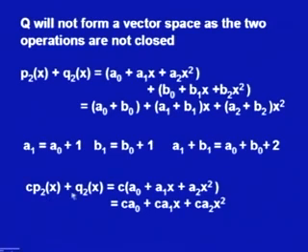Similarly, c p 2 x is equal to c times a naught plus a 1 x plus a 2 x square. If we take q 2 x to be 0, then c a naught plus c a 1 x plus c a 2 x square, and this means c a 1 should be equal to c a naught plus 1, but this is not true because a 1 is equal to a naught plus 1 being p 2 x belonging to Q. So, this property is also not satisfied. So, this operation is also not closed in Q, and that makes Q not to be a vector space.